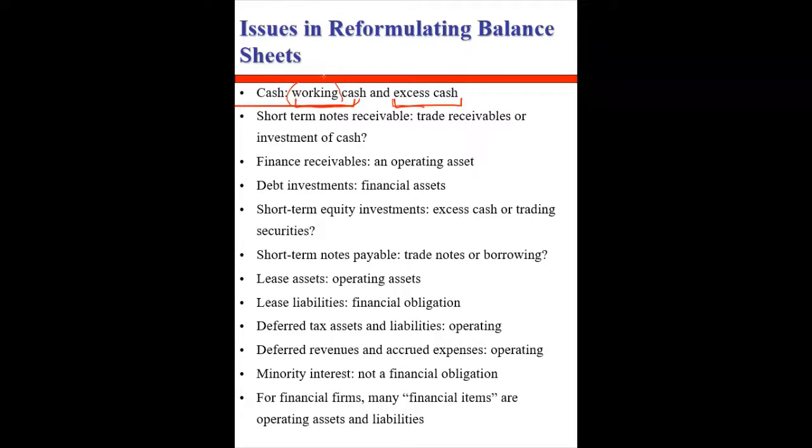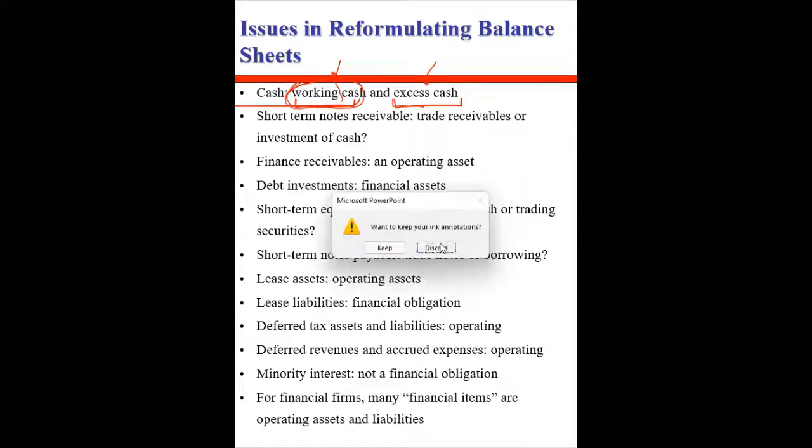So we see the cash which is for the purpose of working. In that case, that portion of cash is operating asset, and the cash which is over the working cash, which has been kept in interest bearing accounts and which has been invested in some short-term securities, that will be considered as financial cash.